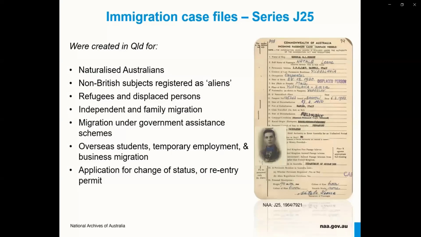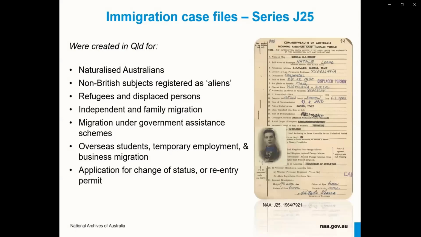Most of our J25 case files are listed on RecordSearch and can be found easily by searching for the person's name. However, there are some instances where a case file may still be in the custody of the Department of Home Affairs. In these cases, our reference officers can contact the agency and arrange for access through the Brisbane office.